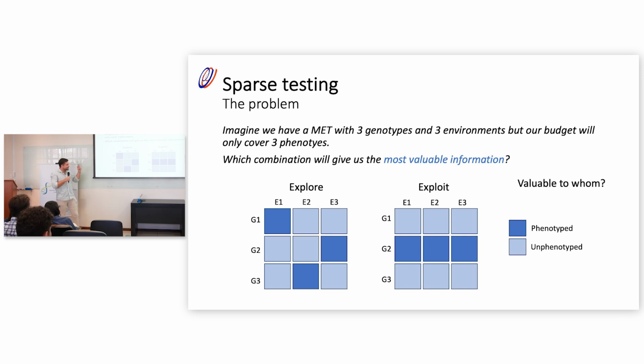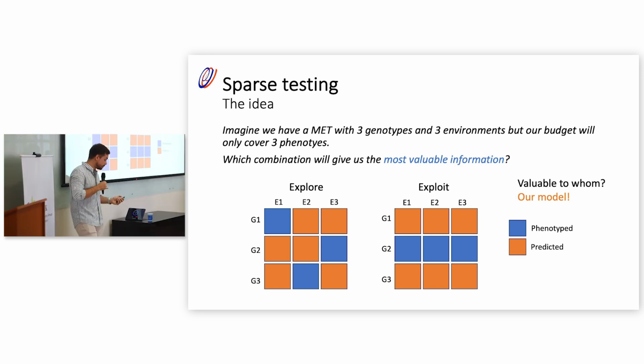So, when we ask what the most valuable information is, we also have to ask: valuable for whom? In this case, it is for our model. Given that we have limited resources, let's use those phenotypes to train a genomic selection model to predict the rest of the grid, so we can have a proxy of all the genotypes in all the environments. That is the idea.